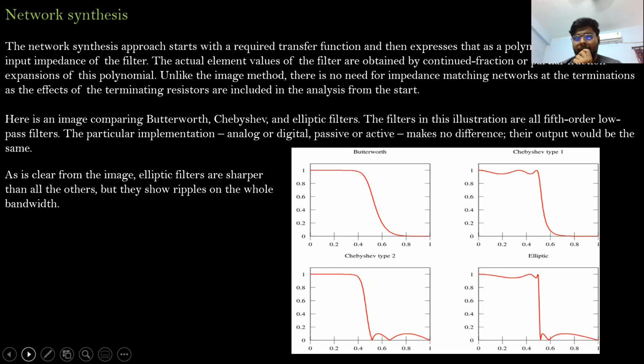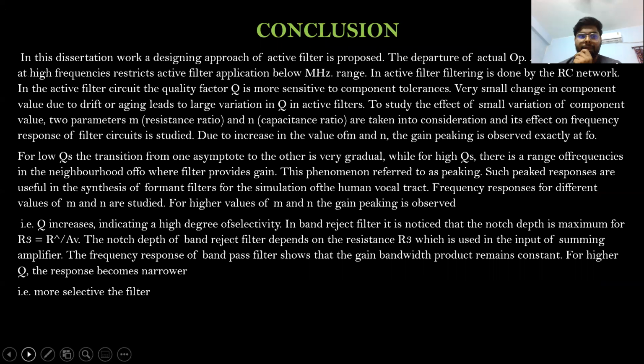The graph of the four filters shows that elliptical filters are sharper, and also they have a disadvantage that they show ripples on the whole bandwidth. This is small, and they cause slight disturbance of the frequencies. Now we'll move to the next slide.